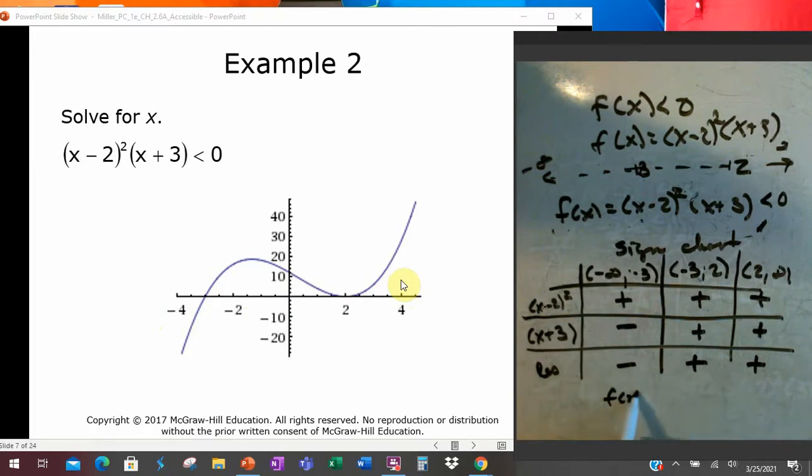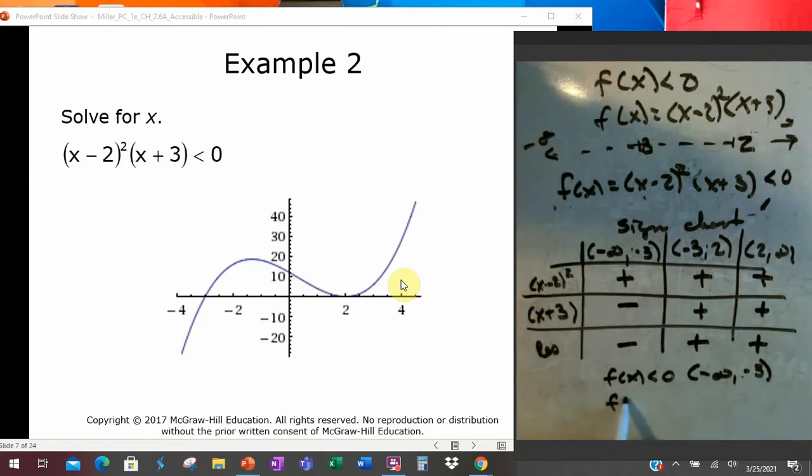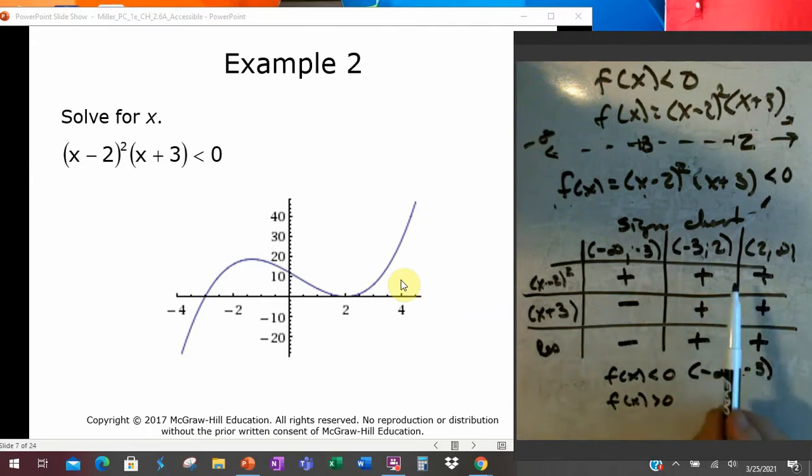So if I want to know when f of x is less than 0, the negative sign, it is just that interval. I don't include the endpoint. If I want to know when f of x is greater than 0, this is the ones I'm going to use, okay? Now, here I have to be careful. If I wanted to know strictly greater than 0, I would not include this endpoint. So I would look at something like negative 3 to 2, union 2 to infinity, because I'm not including it.